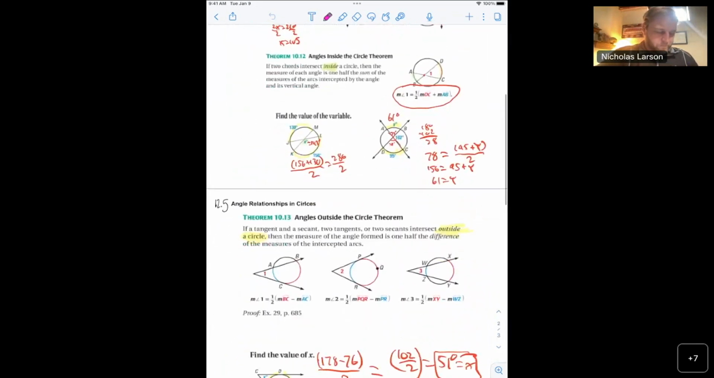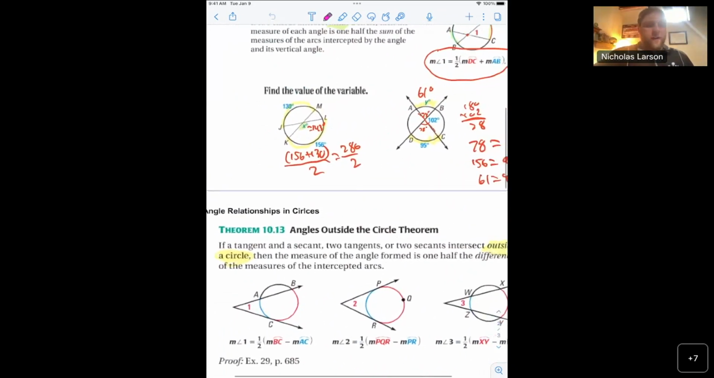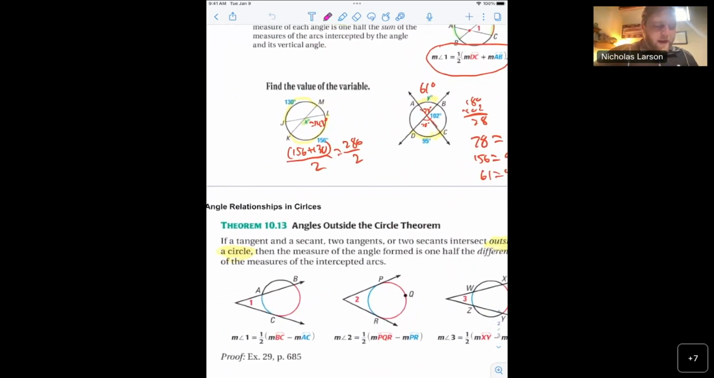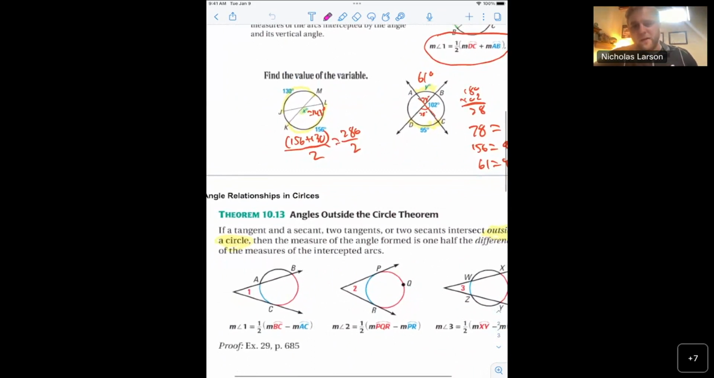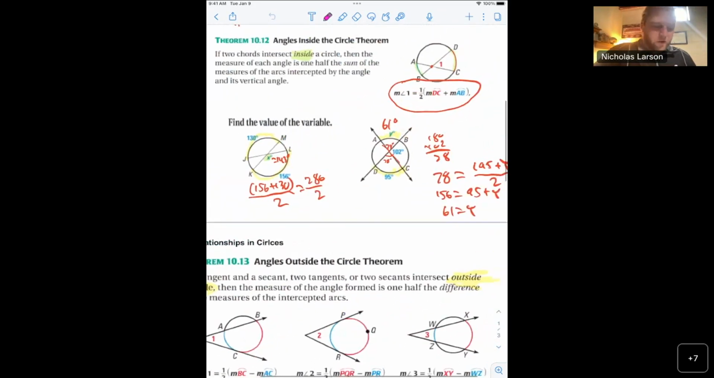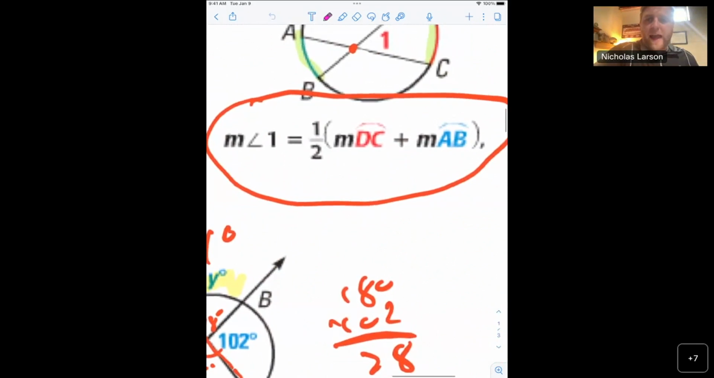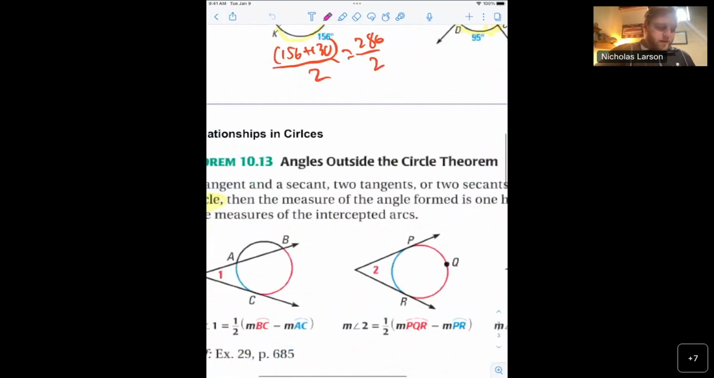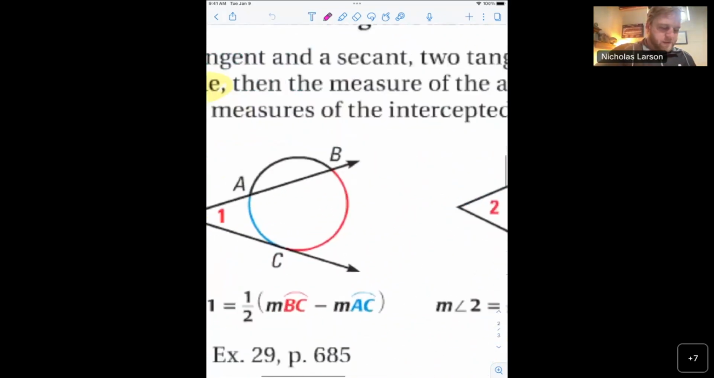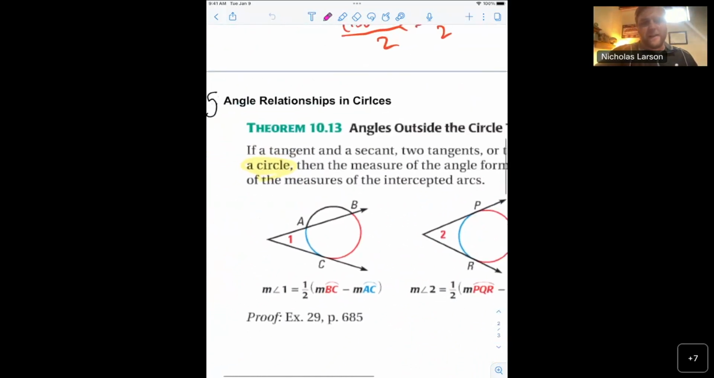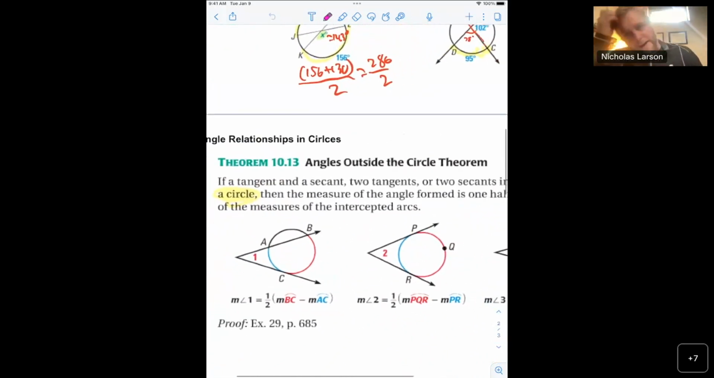It's very, very similar for when we have an angle outside the circle, except there's one difference. If you look at this equation, we are adding the two. Down here at this equation, we are subtracting. So the difference is whether my chords are meeting inside the circle or outside the circle. That's going to affect whether I add or subtract in my formula.